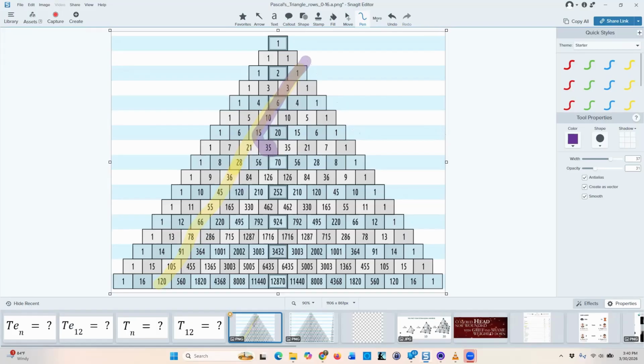Now let's see where the 12th tetrahedral number is. We add up the first 12 triangular numbers to get the 12th tetrahedral number, and it is 364 here on Pascal's triangle.